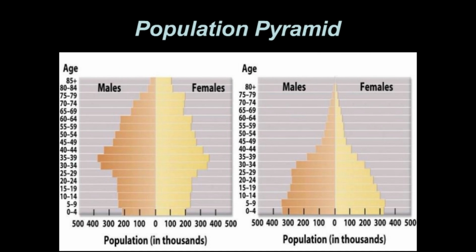Let's take a look at some population pyramids, to get a good example of what I was trying to explain in the previous slide. What we have is a country on the left and a country on the right. We have males on one side, females on the other for each of these graphs, and then on the left-hand side, different age groups. And so the country on the left, you can see that the age group 35 to 39 is the most heavily populated age grouping of all of them.